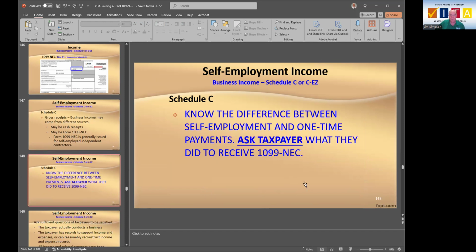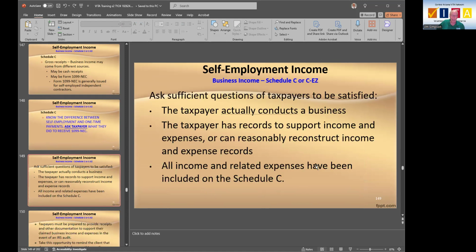Now, sometimes if it's just a one-time payment, an off-the-wall thing, you really don't need to claim the self-employment tax. But ask them what they did, because sometimes people will report it on a 1099-NEC, and it really should have been reported on a 1099-MISC. So ask them what they did.